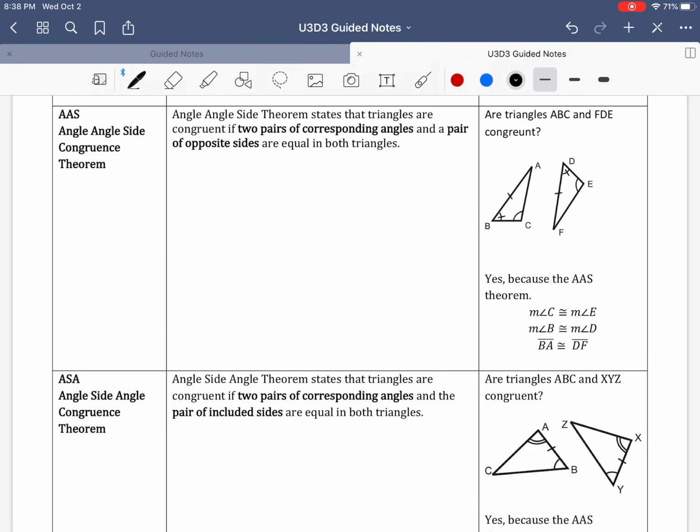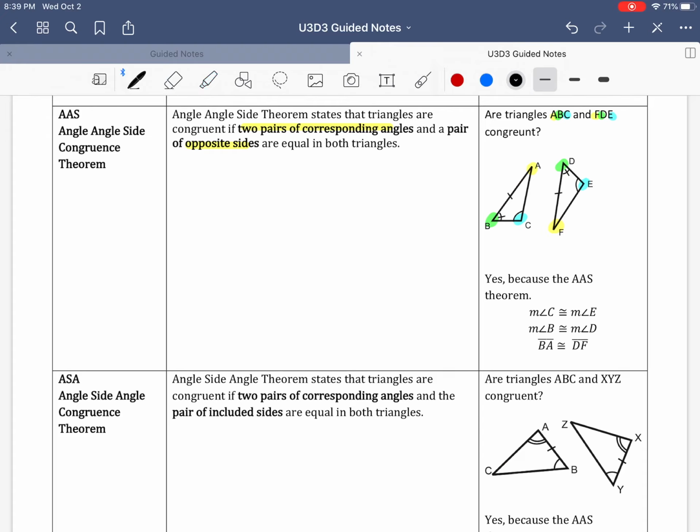Now our first congruence theorem is our angle, angle, side congruence theorem. This theorem states that triangles are congruent if you have two pairs of corresponding angles and a pair of opposite sides that are equal in both triangles. So what that looks like here is, again, angle A and F are corresponding. So here's angle A, here's angle F. B and D are corresponding, and then C and E are corresponding.